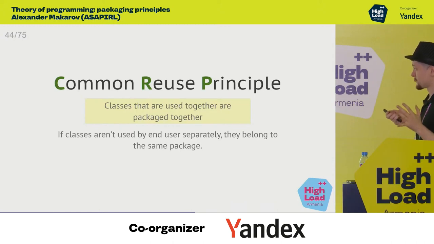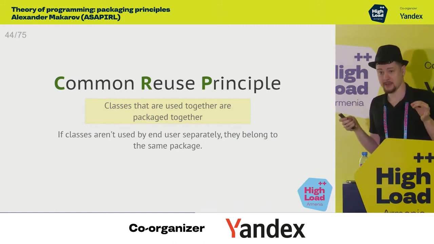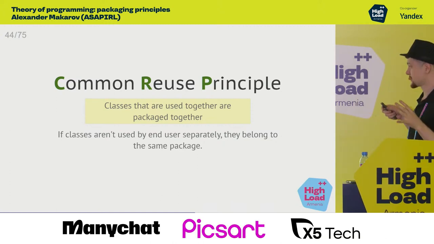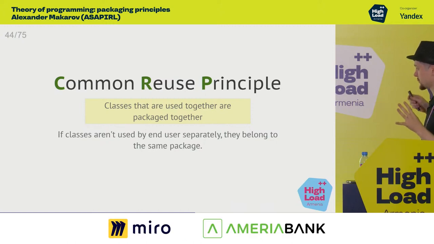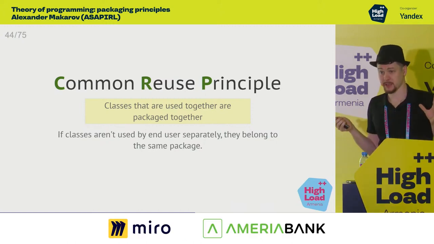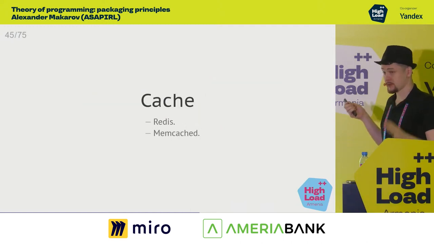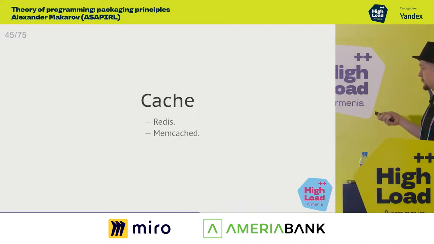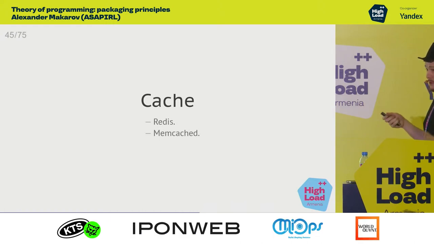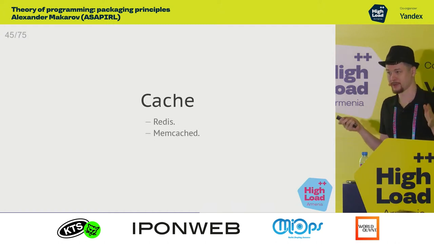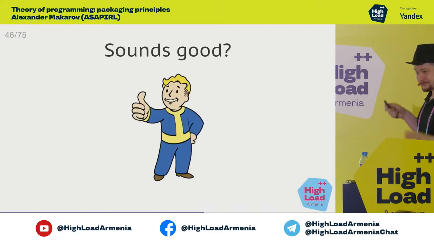CRP, the common reuse principle. Classes that are used together are packaged together. Again, there is a trick about the context. The context here is different. It's about the end user this time. So if classes aren't used by the end user separately, they belong to the same package. A good example is a cache and its drivers. The cache is always used with a driver, so according to this principle, we can package the cache itself and its drivers together. Sounds good.